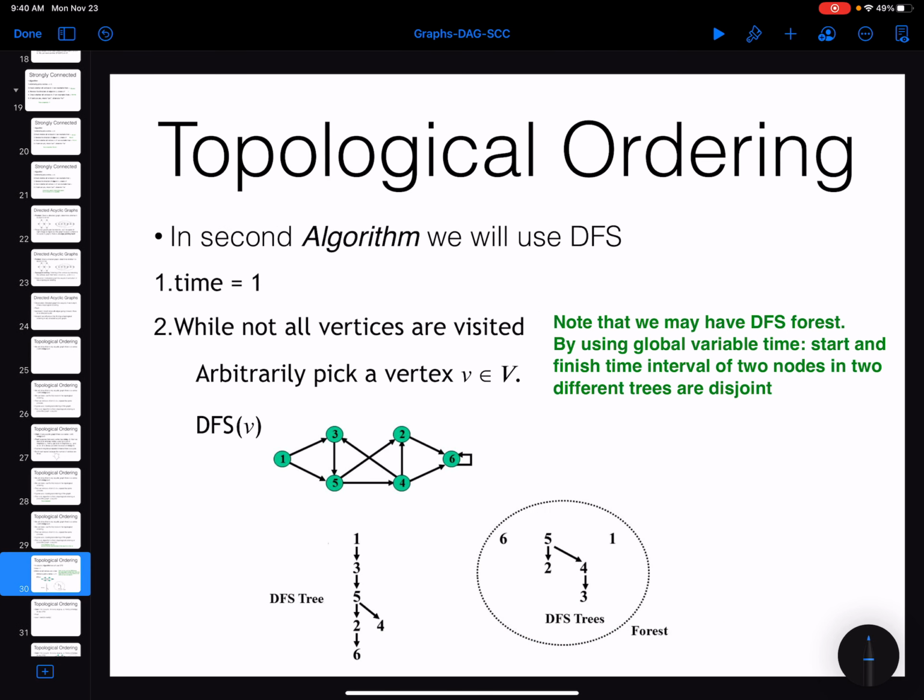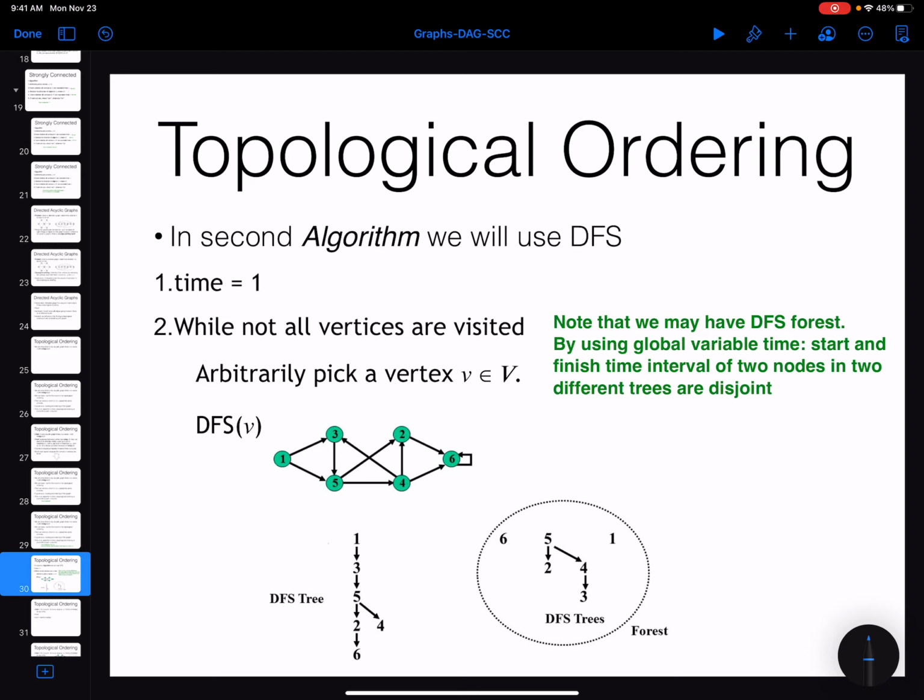But here I'm going to show you another algorithm to find the topological ordering for an acyclic graph. Not only because the algorithm is nice, the previous algorithm was efficient enough, but I care about this algorithm because we are going to use it. The whole idea here helps us to solve the next problem, which is about the strongly connected component.